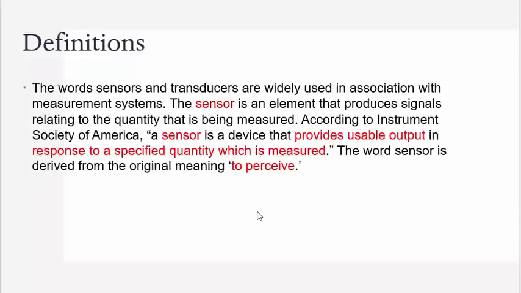Now let's discuss the common definitions of the terms sensors and transducers. The words sensors and transducers are widely used in association with measurement systems. The sensor is an element that produces signals relating to the quantity that is being measured. According to the Instrument Society of America, a sensor is a device that provides a usable output in response to a specified quantity which is measured. The word sensor is derived from the original meaning, which means to perceive. In simple terms, a sensor is a device that detects changes and events in a physical stimulus, and it provides a corresponding output signal that can be measured or recorded.